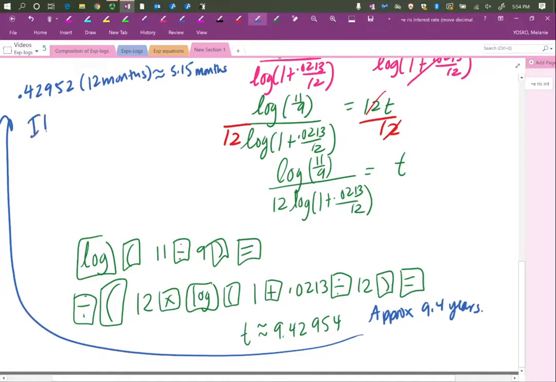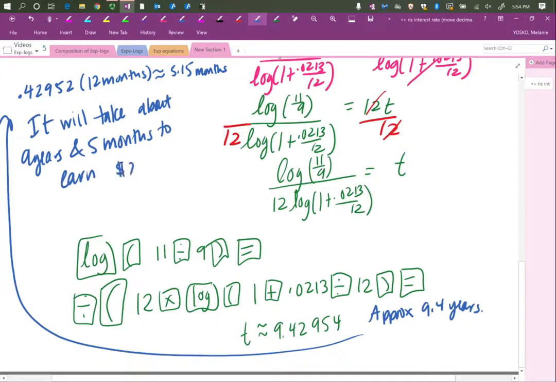Okay, so it will take about 9 years and 5 months to earn that $22,000.